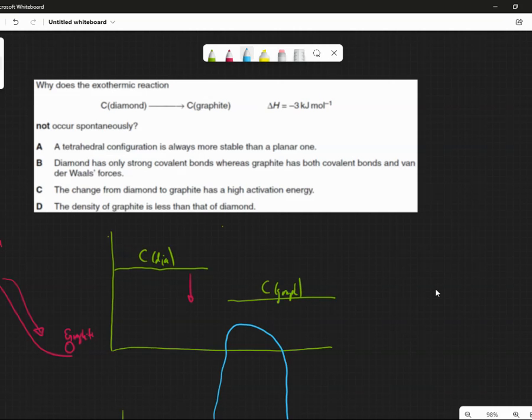Yes. All right. Now, they're both tetrahedral, so the configuration doesn't really have anything to do with their bond strength. Yeah, that's what you've got to do in these questions. You've got to dig deep.